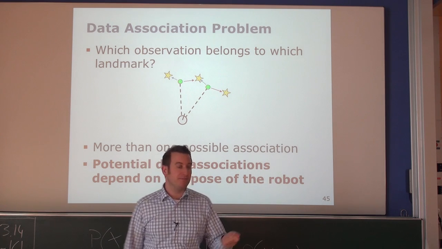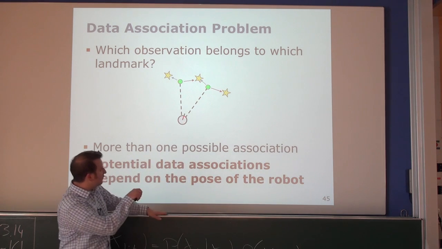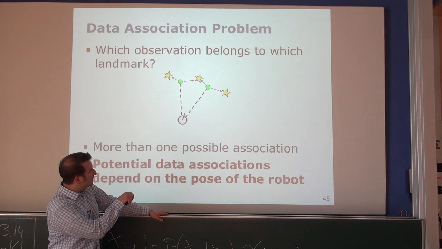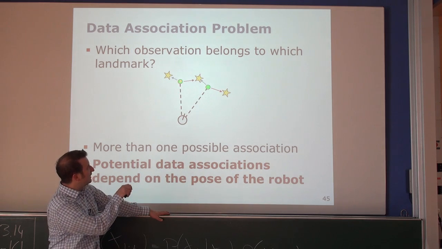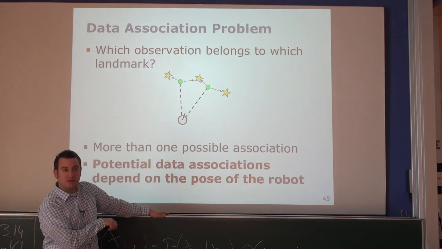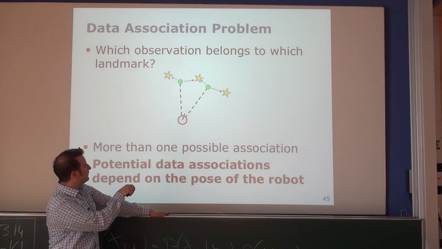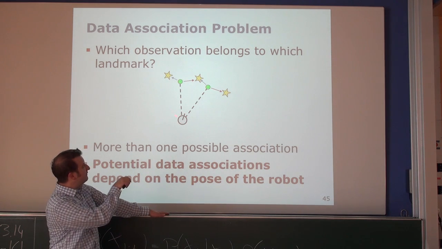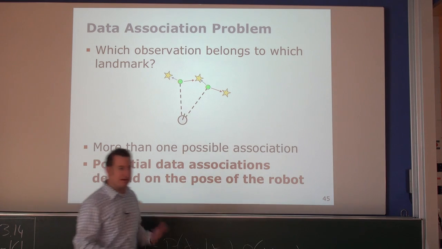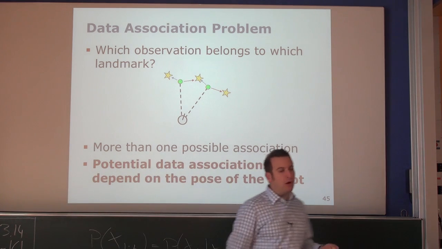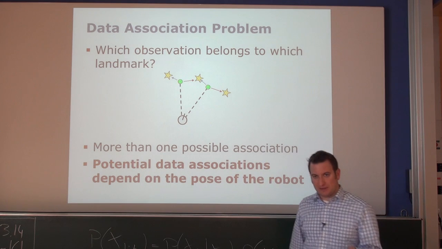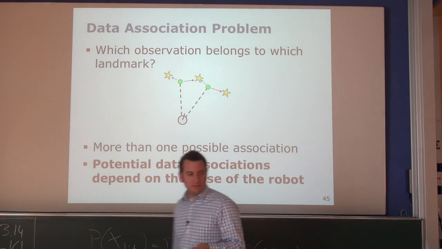and the number of possible data associations depends on the pose of the robot. So if I would know that the robot was sitting, let's say, over here, a little bit rotated to the right, it's quite likely that the red association would be the most likely one. If the robot was sitting a little bit more to the left, rotated to the left, the blue one is likely to be the correct one. So the pose of the robot influences the data association.